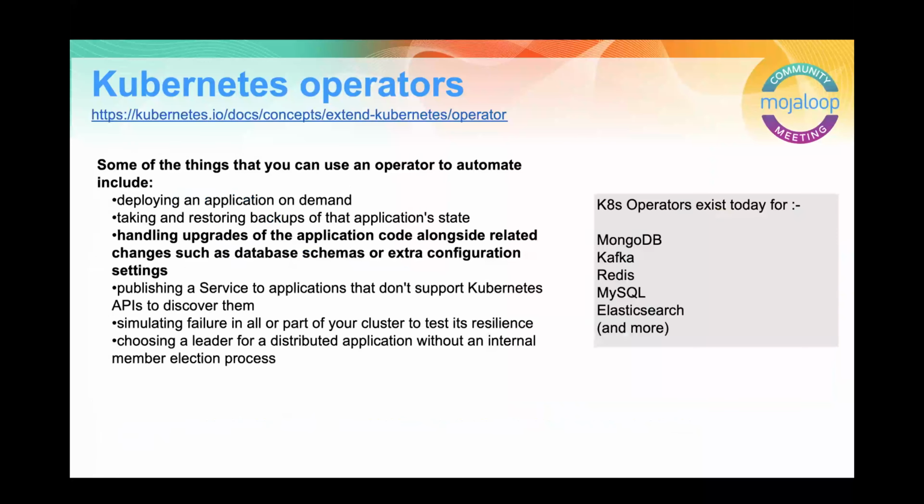And I think he's entirely correct. So you can use an operator to automate, again, this is from the Kubernetes manual, deploying an application on demand, laying out the architecture of that application, taking backups and restores of the application state. And here's the one that we care about for this work stream right now, is handling upgrades of the application code alongside the related changes such as schema changes or extra configuration settings. Sounds like just what the doctor ordered for databases and for stateful applications.